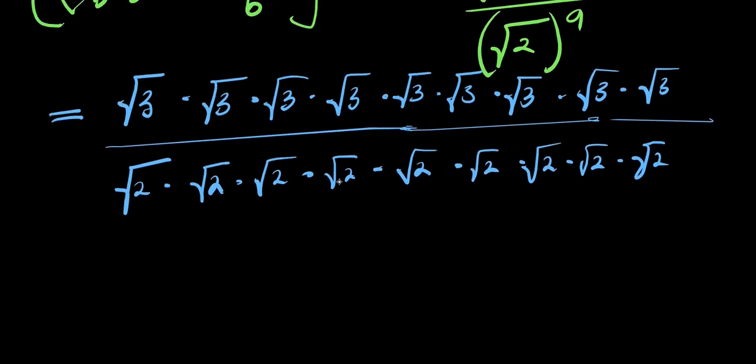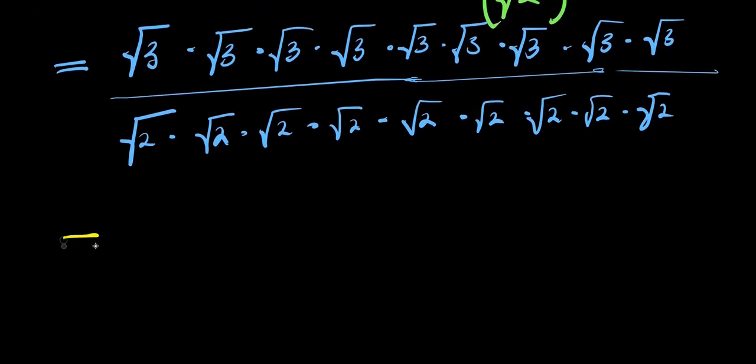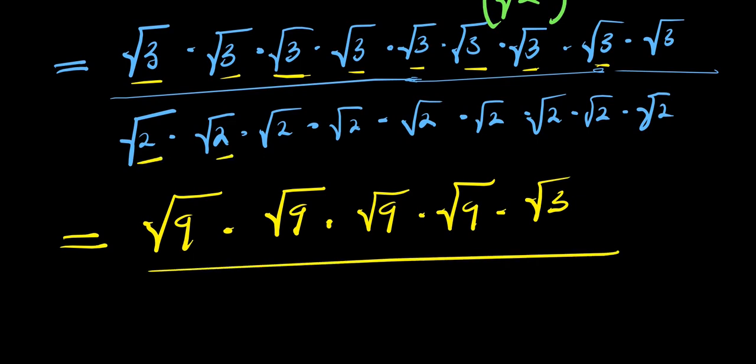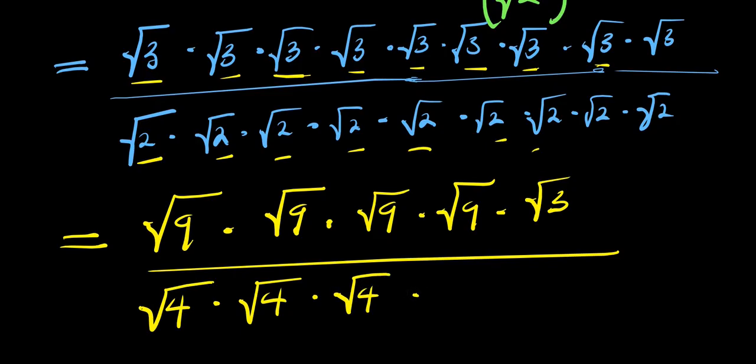Right? So to simplify this, square root of 3 times square root of 3, that is square root of 9. Continuing this way, we get square root of 9 times square root of 9 times square root of 9 times square root of 9 times square root of 3, divided by square root of 4 times square root of 4 times square root of 4 times square root of 4 times square root of 2.